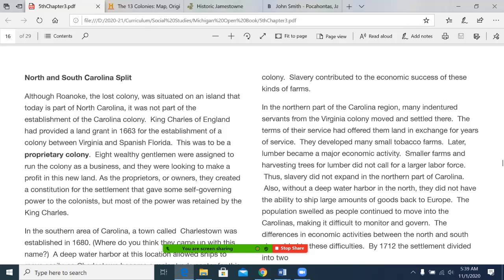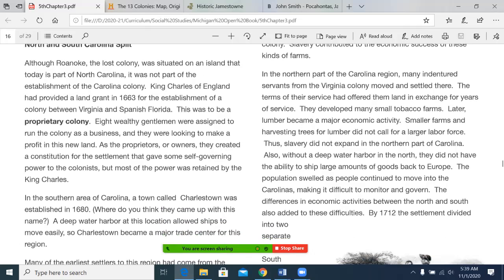After Roanoke, the lost colony was situated in an island that today is part of North Carolina. It was not part of the establishment of the Carolina colony. King Charles of England had provided a land grant in 1663 for the establishment of a colony between Virginia and Spanish Florida. This was to be a proprietary colony.